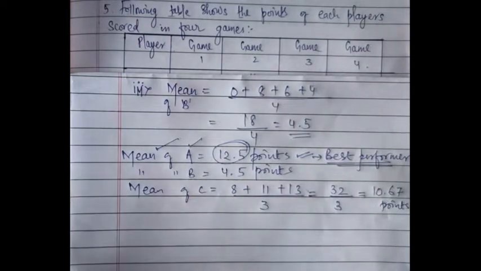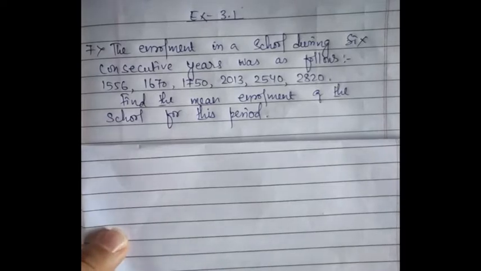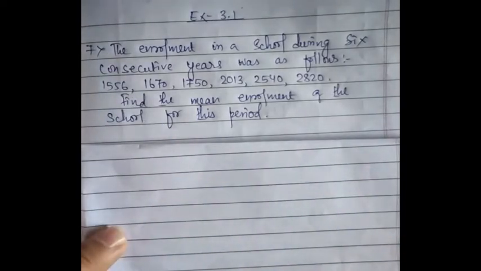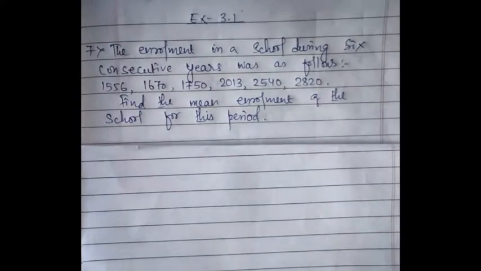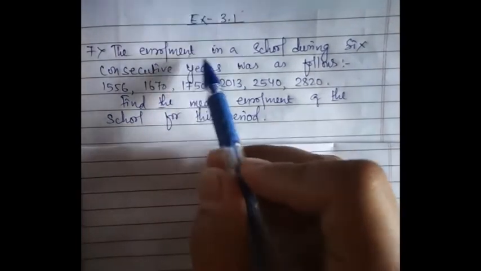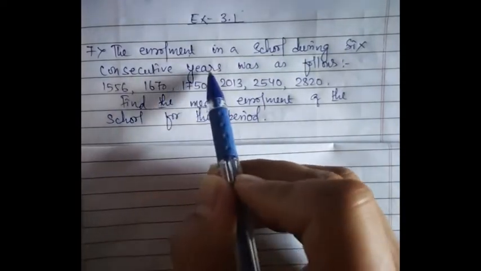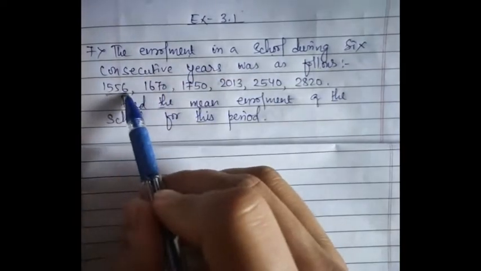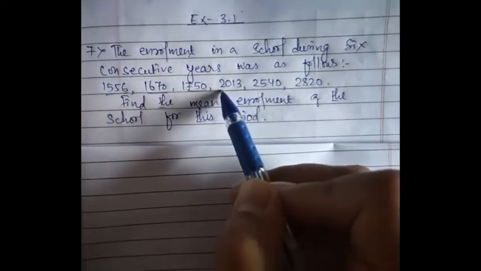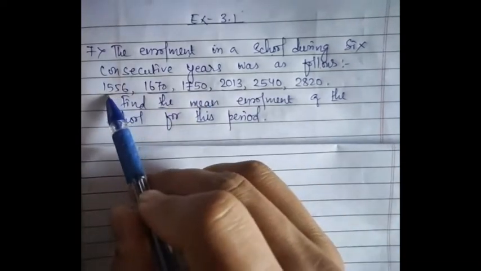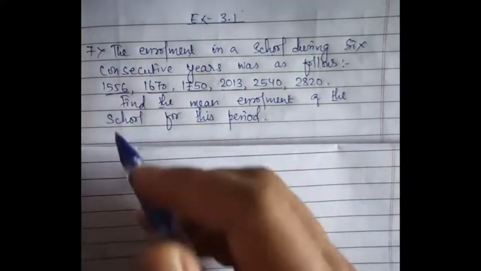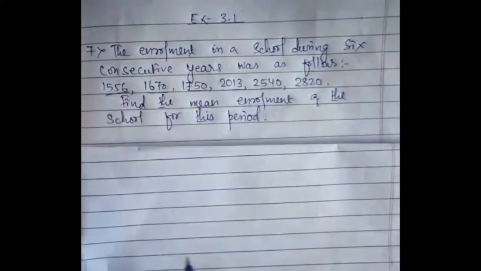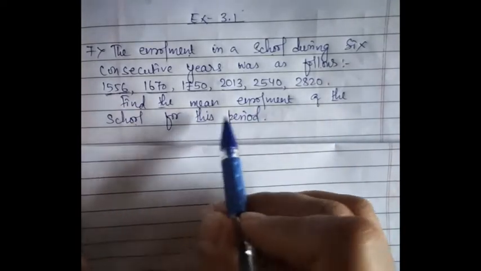Now let us proceed to solving our class assignment. From question number 7, we are starting our classwork for today. Alright students, question number 7 states that the enrollment in a school during 6 consecutive years was as follows. This is the enrollment, or the admission. Do not get confused with the word enrollment, the meaning is admission. The admission for the 6 consecutive, or continuous, years is this much. It is increasing. You have to find the mean enrollment of the school for this period.